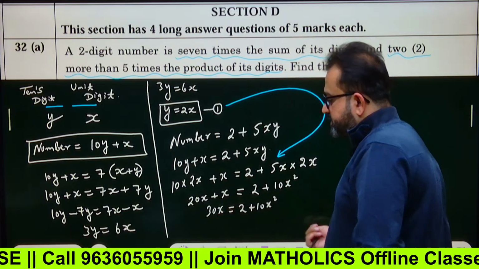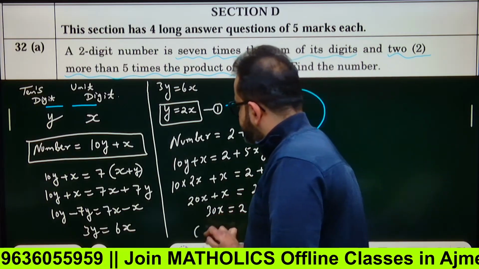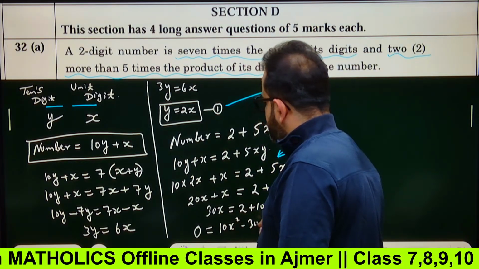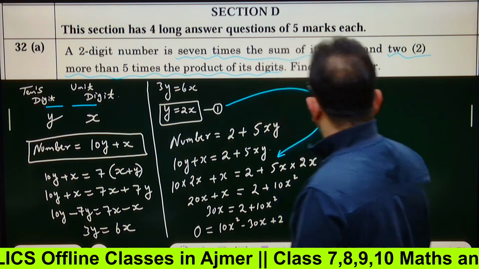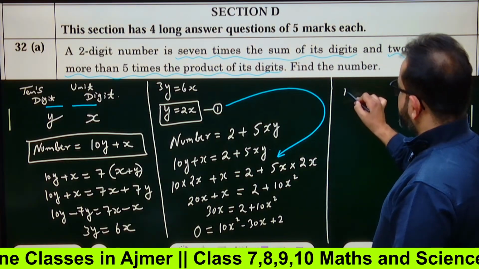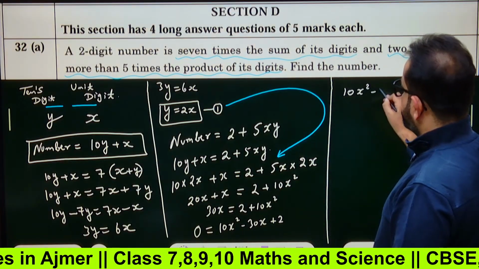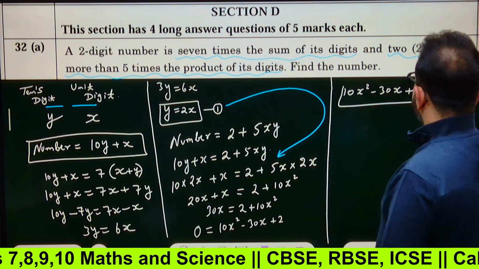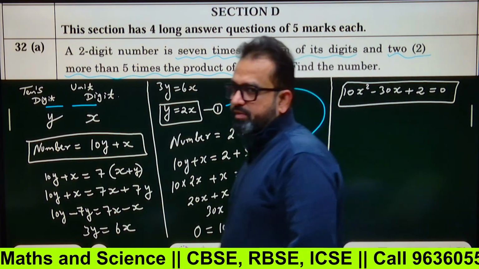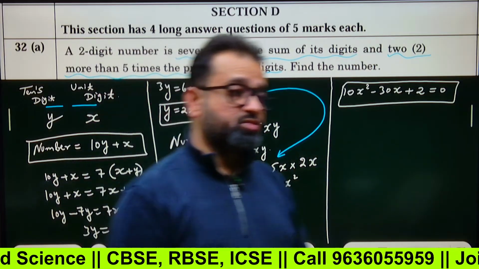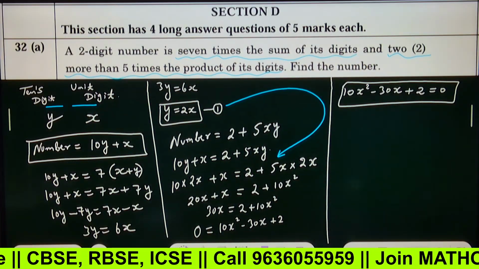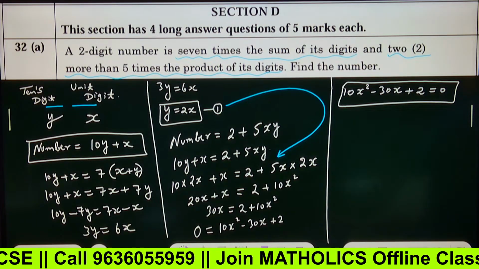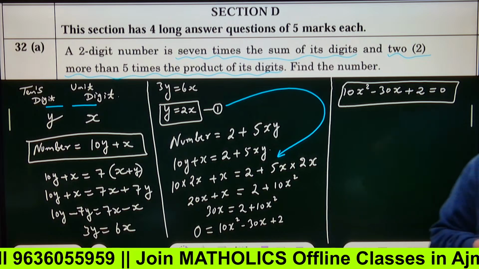If you bring 30x to this side, it will be negative. Here it will be 0. So 0 equals 10x square minus 30x plus 2. That means the final quadratic equation I got is 10x square minus 30x plus 2 equals 0. Now this is a quadratic equation. You can solve it by the quadratic formula, or you can use splitting the middle term also. Sorted? Everyone understood? Yes or no?